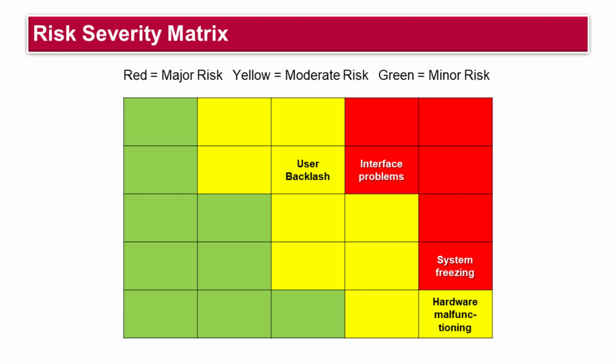The red zone is centered on the top right corner of the matrix, high impact/high likelihood, while the green zone is centered on the bottom left corner, low impact/low likelihood. The moderate risk yellow zone extends down the middle of the matrix.